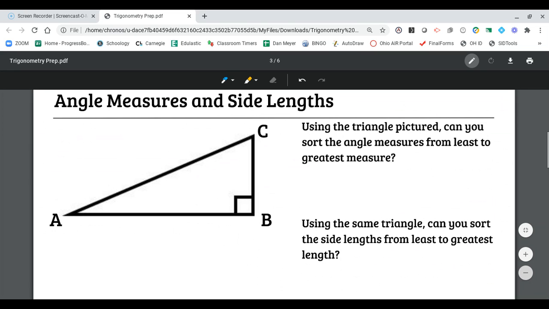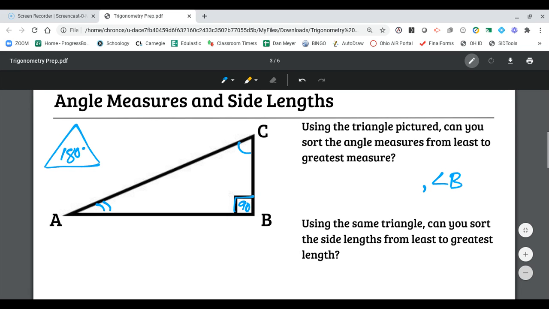So hopefully we all remember that a triangle adds up to 180 degrees and that this symbol means 90. So if angle B is 90 degrees and we know that a triangle adds up to 180, then we know that our two remaining angle measures must be less than 90 degrees. And if they're less than 90 degrees, then I know that my greatest angle measure is going to be angle B. So that's going to go on the end. So angle B will be the largest or the greatest measure.